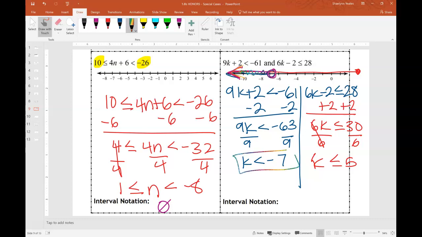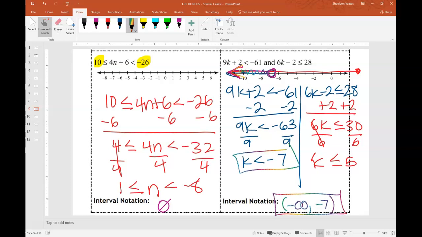So that is k is less than negative 7. That is from negative infinity to negative 7. That's the only place they overlap, is everything less than negative 7.